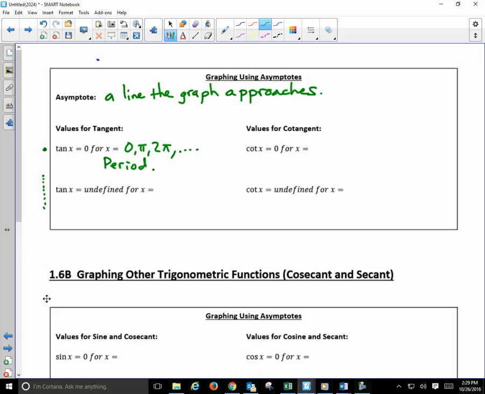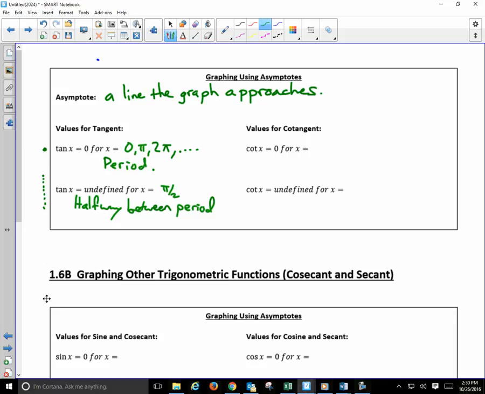We drew vertical asymptotes wherever tangent was undefined. It turned out it was undefined halfway between the period. So what was halfway between 0 and pi? Pi over 2. And that's where it was undefined.